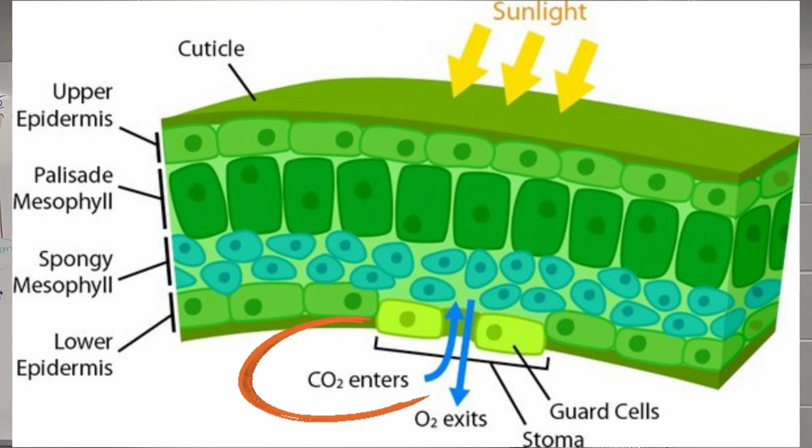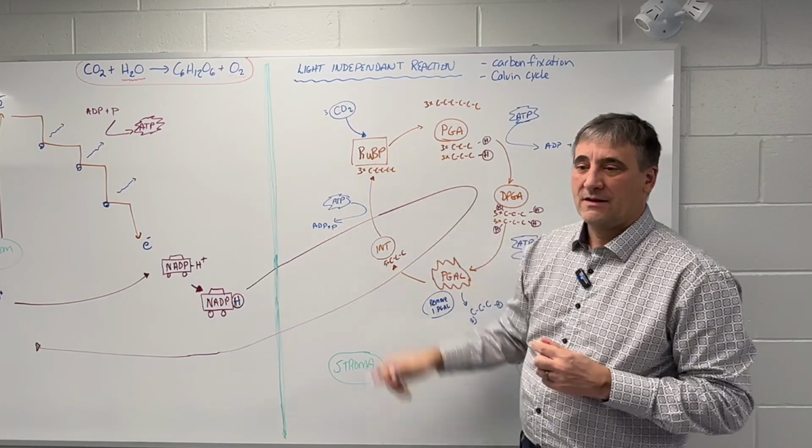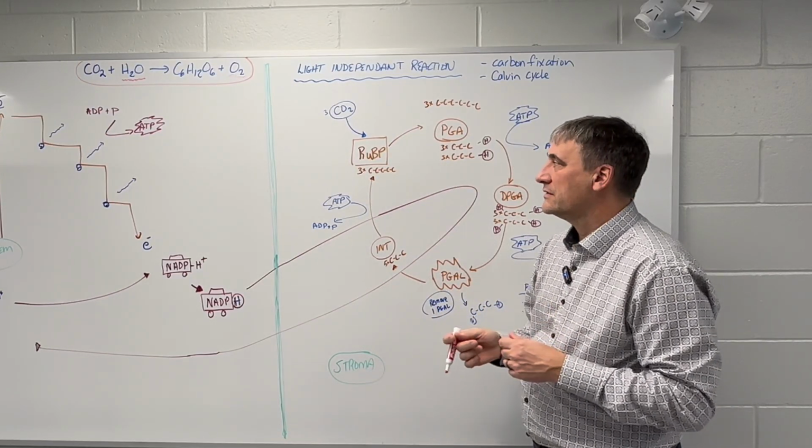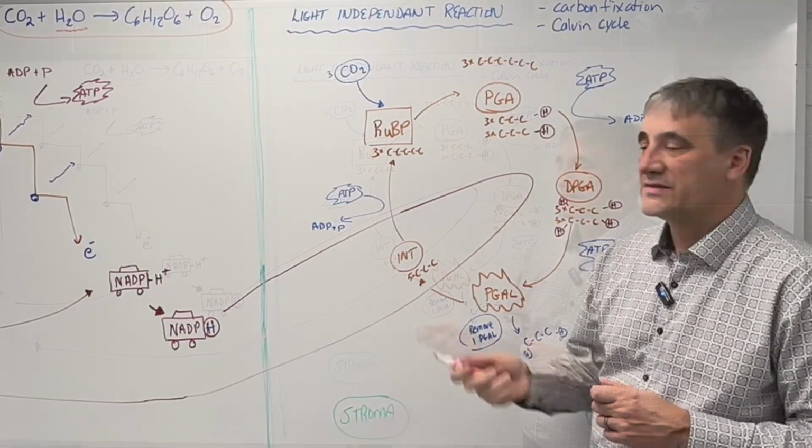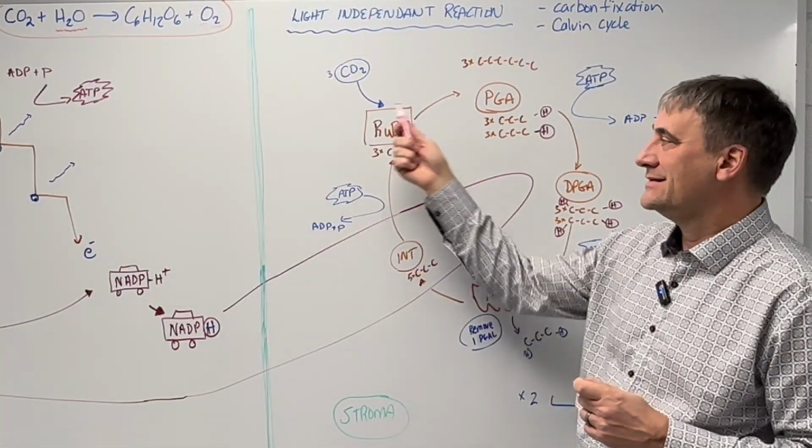Carbon dioxide comes from the atmosphere. It's in the air that we breathe in and out. We don't use it, but the plants will. And so they take in carbon dioxide and they add it to a acceptor molecule called RuBP. It's an abbreviation. That's all we need to know.